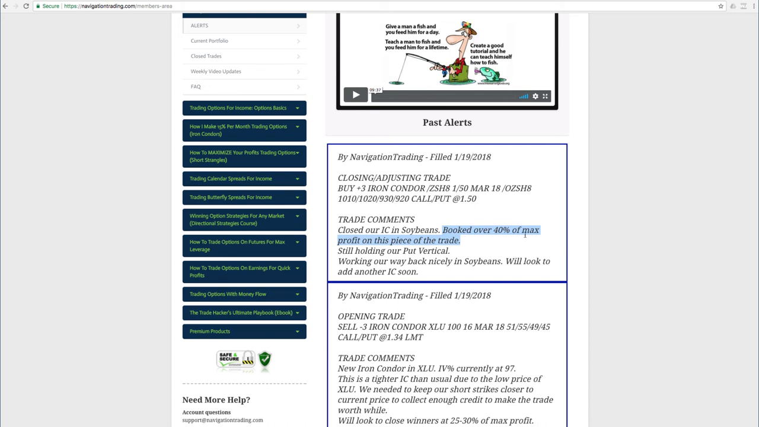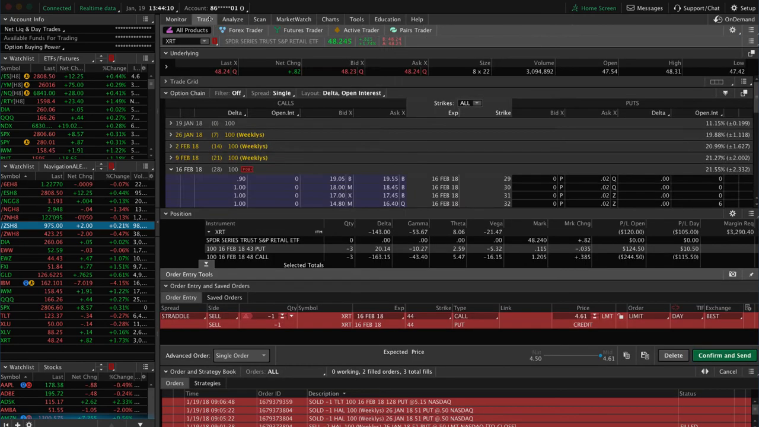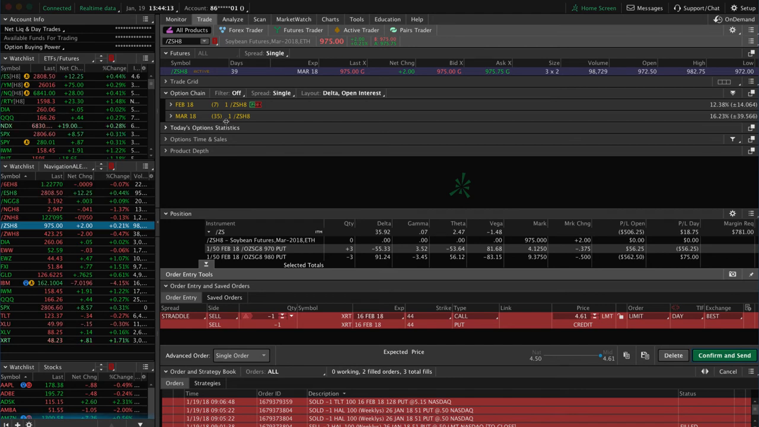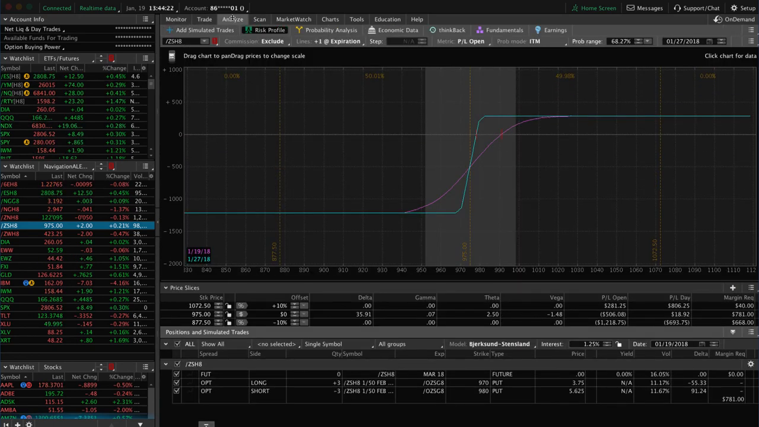Last alert was today in soybeans, where we bought back an iron condor and booked over 40% of max profit on that piece of the trade, working our way back nicely in soybeans. We still have on in soybeans this short put vertical, so we need a little bit of movement up. These options have 35 days left in March, so we'll add another iron condor in March early next week. Hopefully we'll get a little bit of up movement in this February piece and close out of that early next week as well, or sometime next week. So those are all of our alerts.